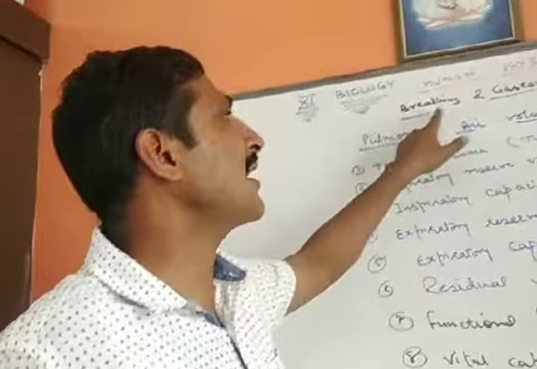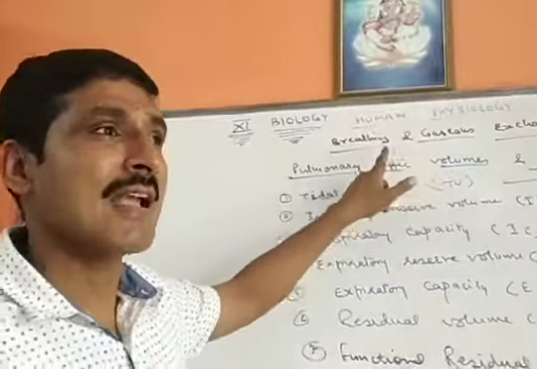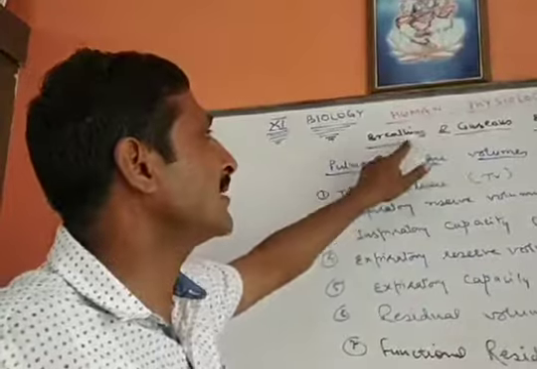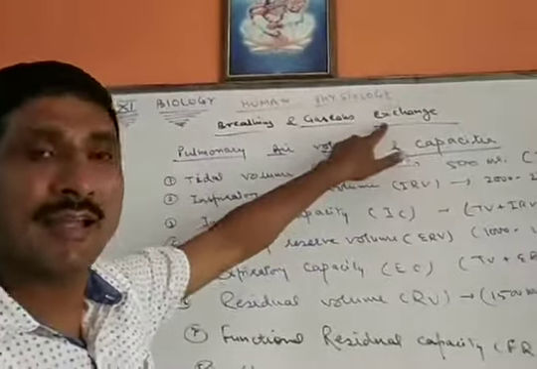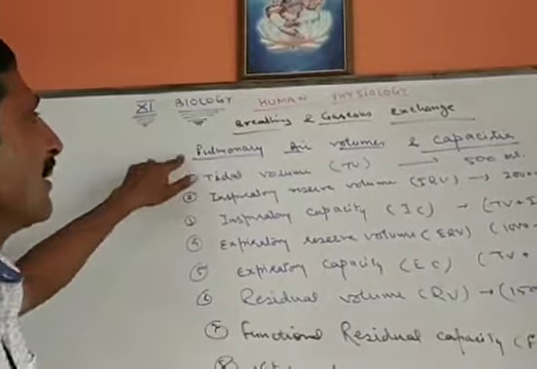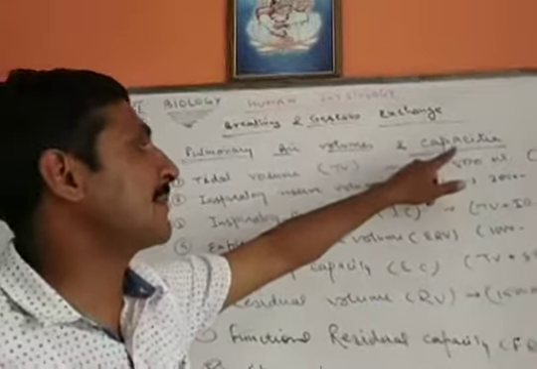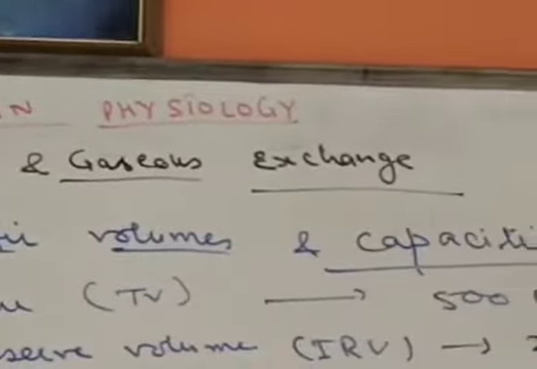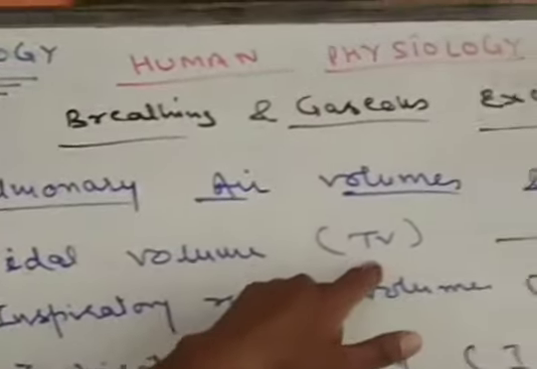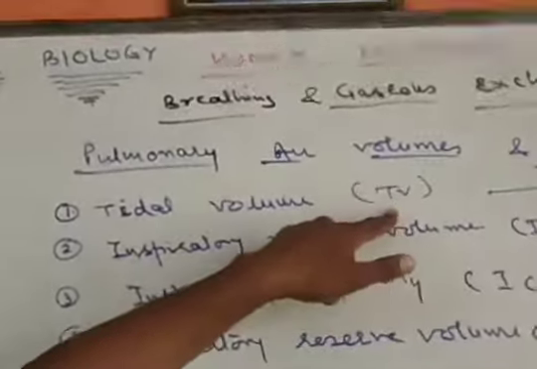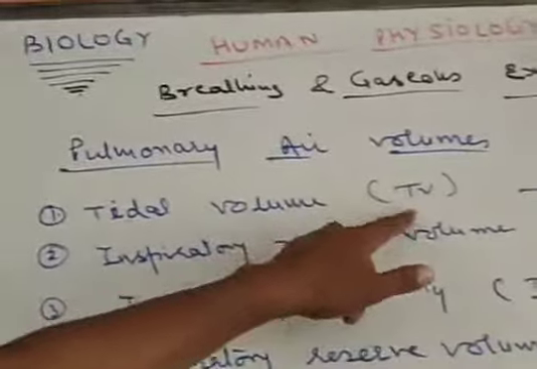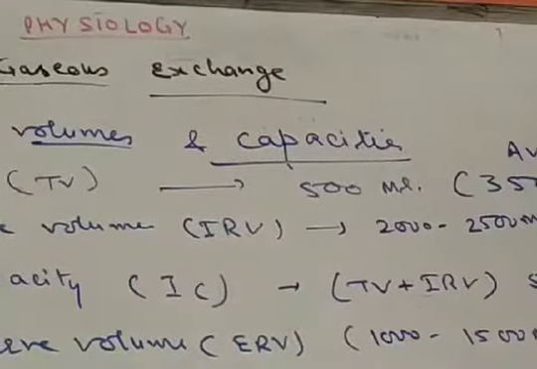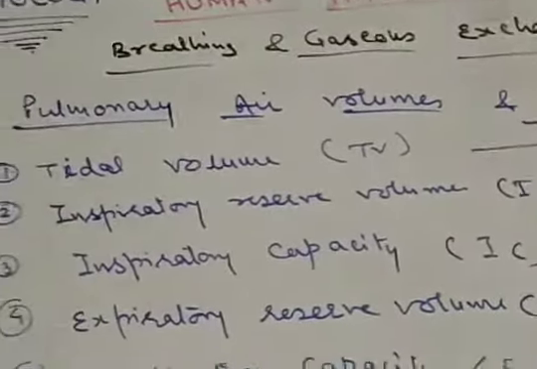In the previous lecture, we discussed the structure of lungs and the human respiratory system in the lesson Breathing and Exchange of Gases. Now we will discuss pulmonary air volumes and capacities, the next topic of the lesson. The first term here is tidal volume, or TV. It is the volume of air inspired or expired during a normal respiration, and its value is approximately 500 ml.